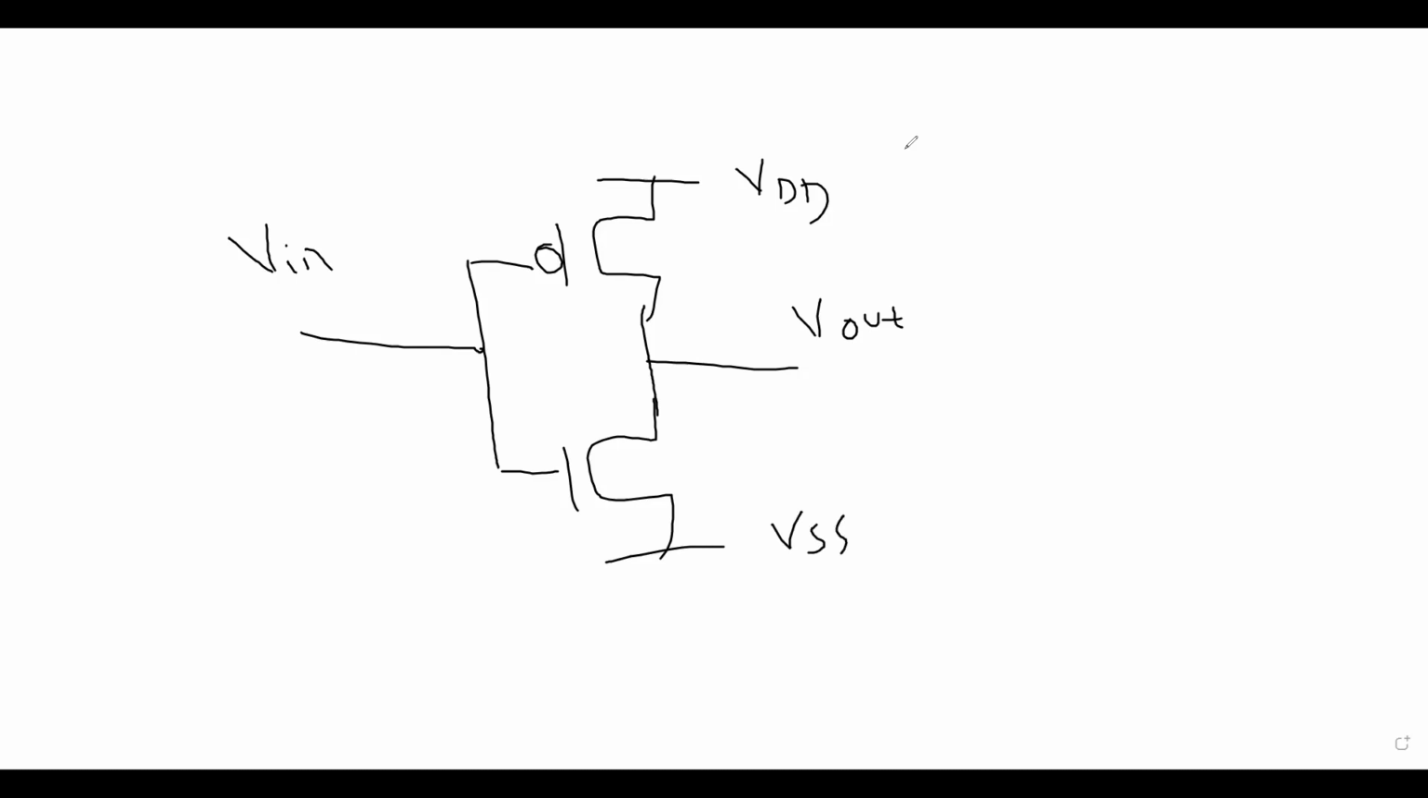Now we will see how the operation goes. If Vin is 0, the NMOS transistor won't work, the PMOS transistor turns on, and the output is connected to VDD. The output has no path to ground, therefore the output is 1. Now for the other input: when Vin is 1, VDD doesn't have a path because the PMOS turns off, the NMOS turns on, and the output reaches ground. Therefore the output is 0.